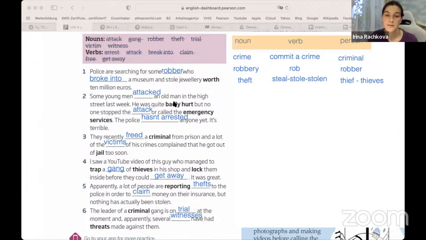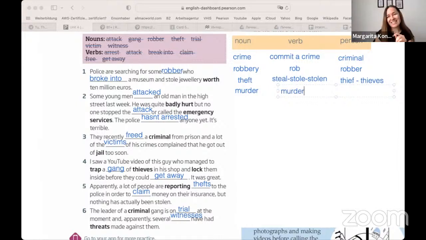So these are the verbs or words that we may often confuse. Let's try also this one. For instance, you named the word murder. Murder can be a type of crime. What's the verb? Have you got ideas? Kill or murder. Yes, like that. And who is the person? Murderer. Yes, that's right.